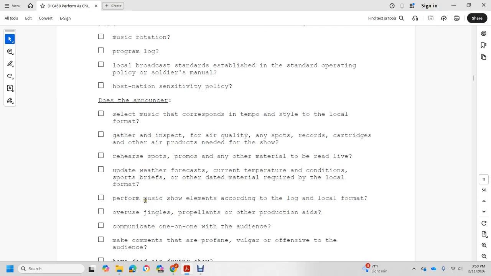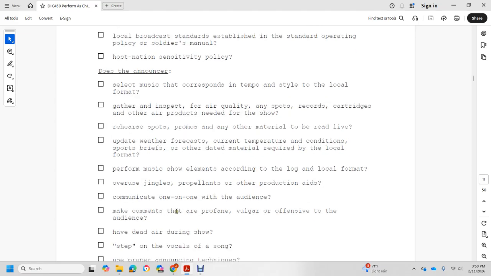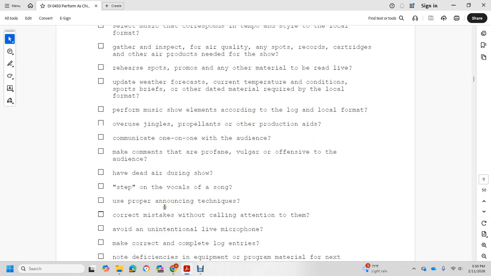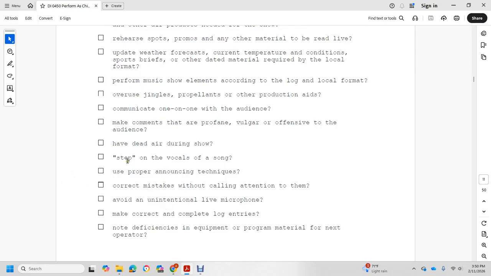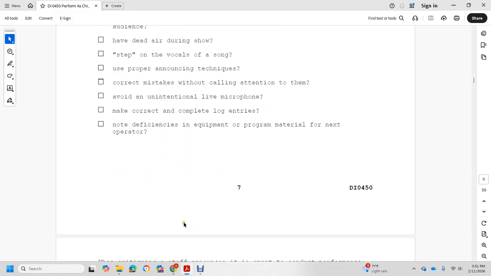required by the local format. Perform music show elements according to the log of the local format. Does the announcer overuse single production aids, communicate one-on-one with the audience, make comments that are profane, vulgar, or offensive to the audience, have dead air during the show, or step on the vocals of a song? Use proper announcement techniques, correct mistakes without calling attention to them, avoid unintentional live microphones, make current and complete log entries, and note deficiencies with equipment and program material for the next operator.